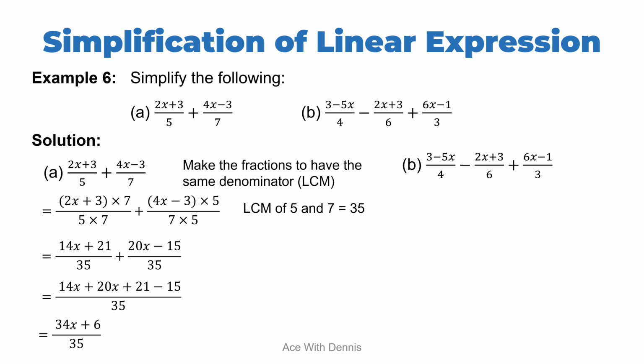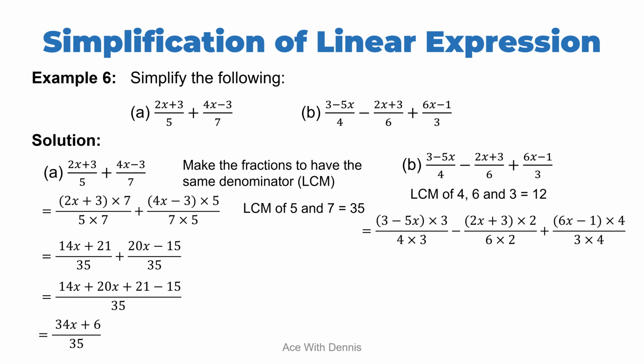For B, 3 minus 5x over 4 minus 2x plus 3 over 6 plus 6x minus 1 over 3. The LCM of 4, 6, and 3 is 12. Hence, for the first fraction, the top and the bottom we multiply with 3. The second fraction, the top and the bottom we multiply with 2. And the third fraction, the top and bottom we multiply with 4. So that all the denominators of the fractions are the same, which is 12.